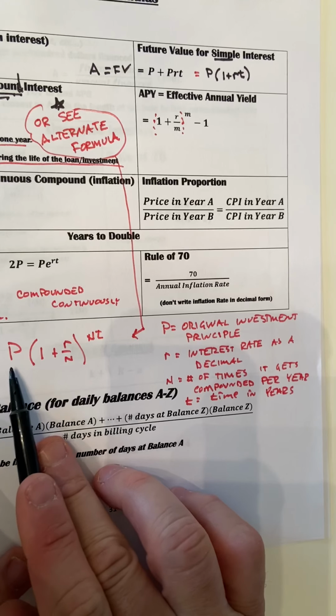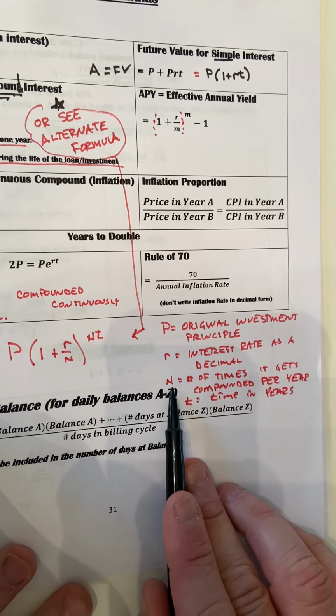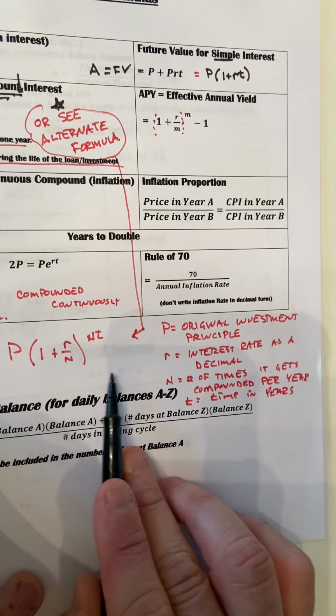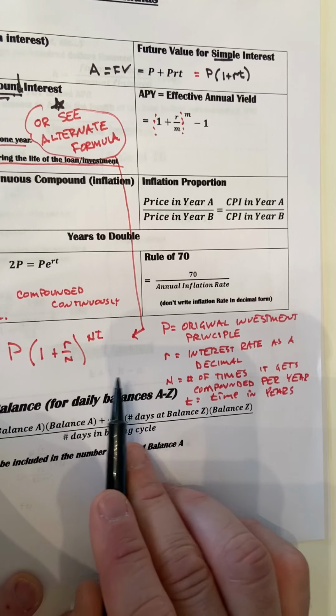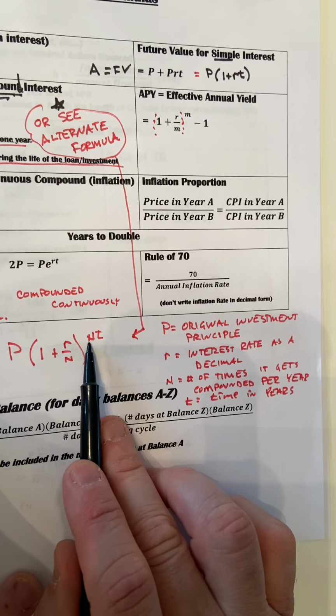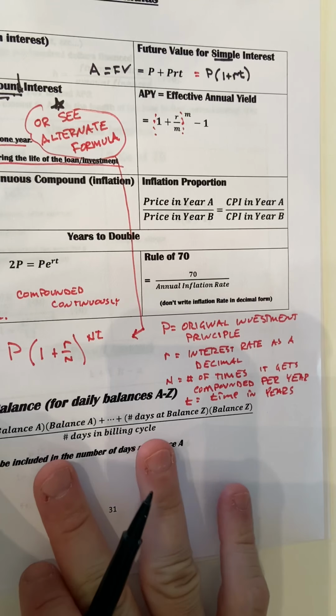P is the original amount invested. R is the interest rate as a decimal. N is the number of times it gets compounded. Our book uses M for that. This one's different. And then there's that N again, and then T, the time it takes in years. I like this one better just because that's the one I've been using forever and ever.